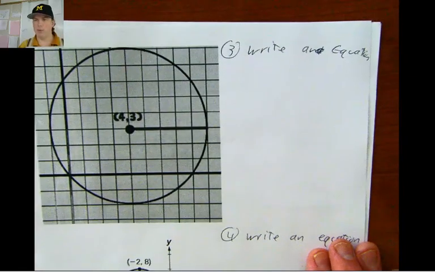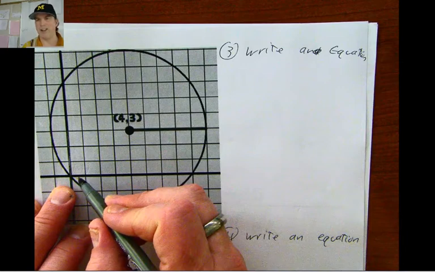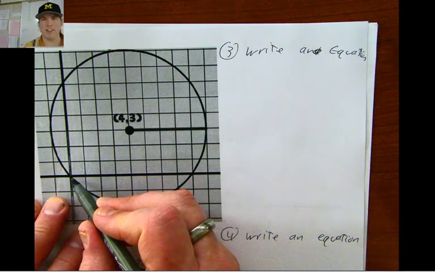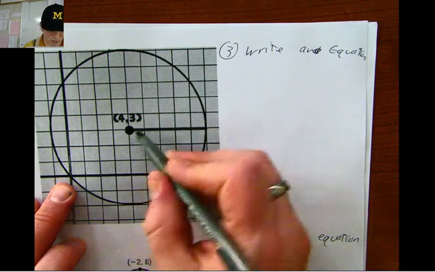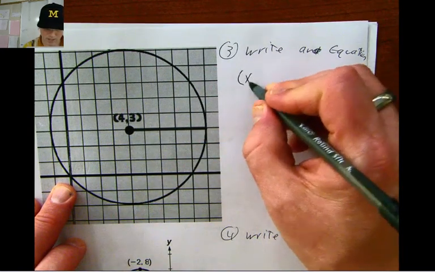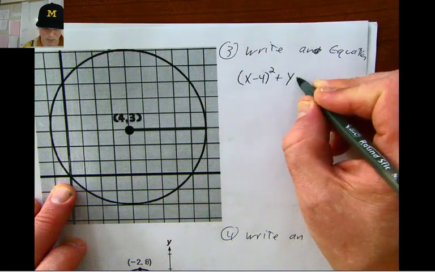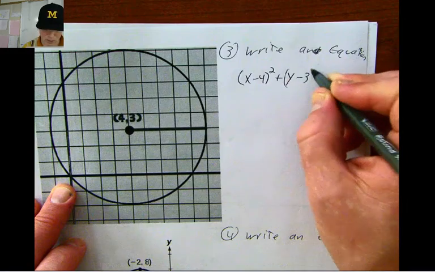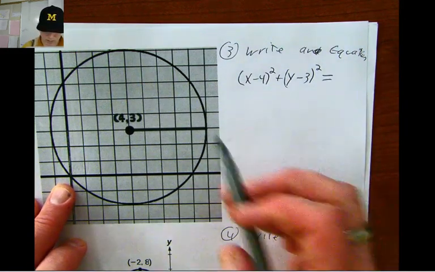Well, it tells me right here that the center is at 4, 3. They usually won't tell you that. I found this on the internet. Thanks, internet. But if I have 0, 0 here and I go to this point, it'd be 4, 3. So x minus 4 quantity squared and y minus 3 quantity squared. And then it equals r squared, so you just count up the radius.